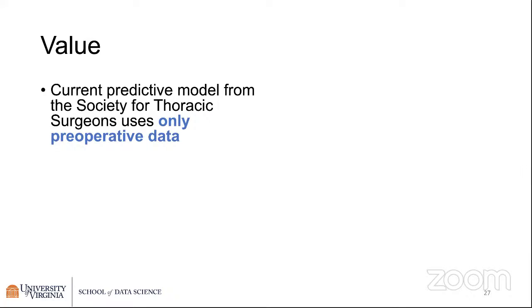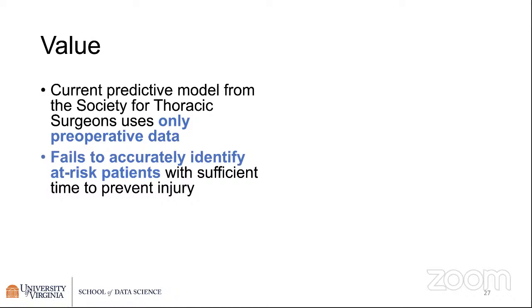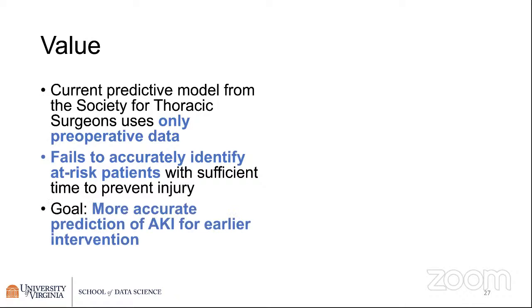So what's the value? The value is that the current predictive model really is not very good. It comes out of this model from the Society for Thoracic Surgeons. It uses only preoperative data. It fails to accurately identify at-risk patients, and I'm going to show you that in a little bit here, with sufficient time to prevent injury. The goal then, the value here, is to provide more accurate prediction of AKI for earlier intervention.